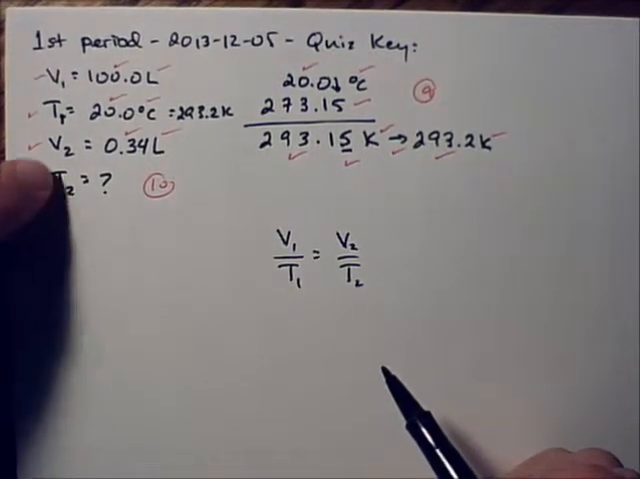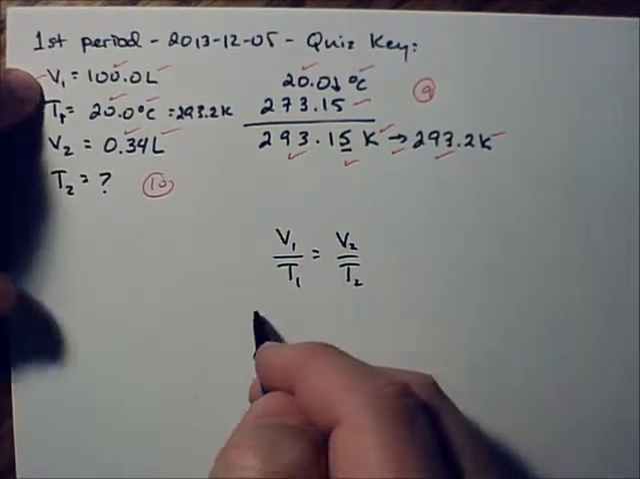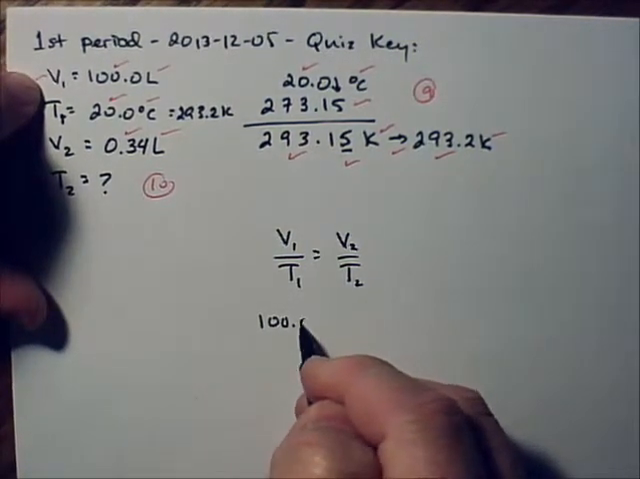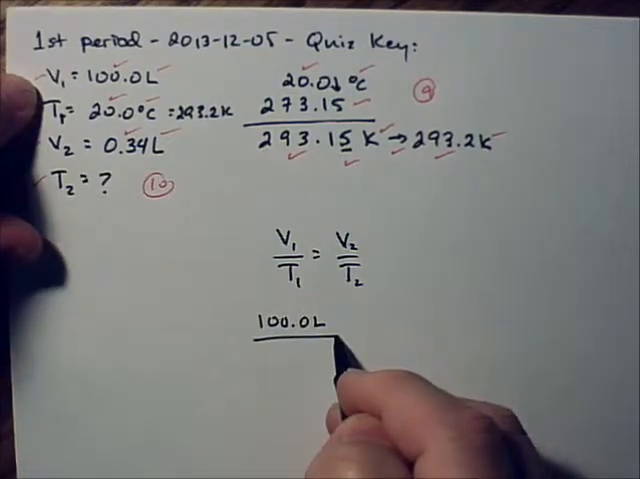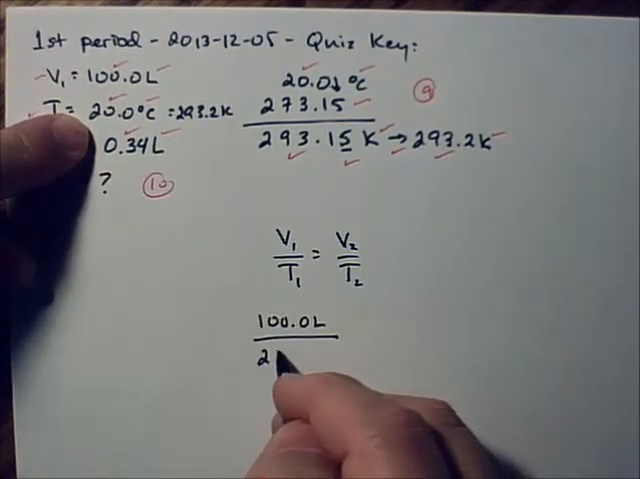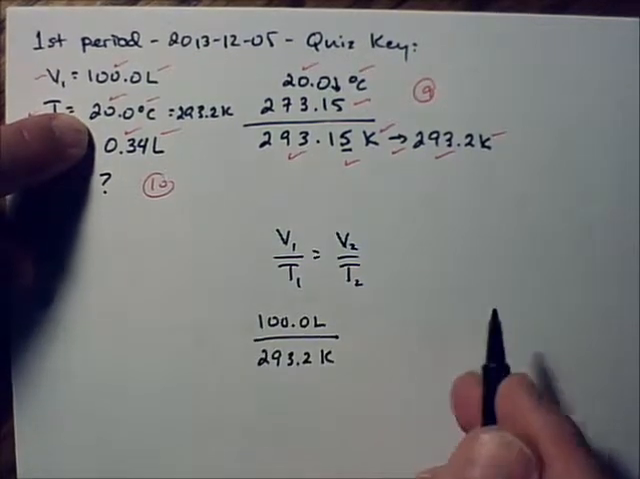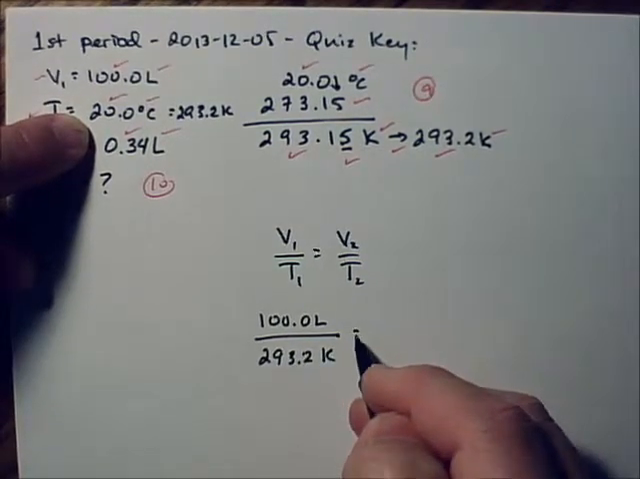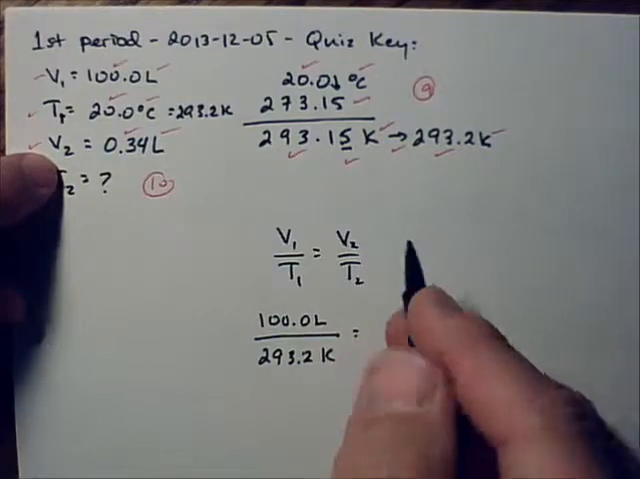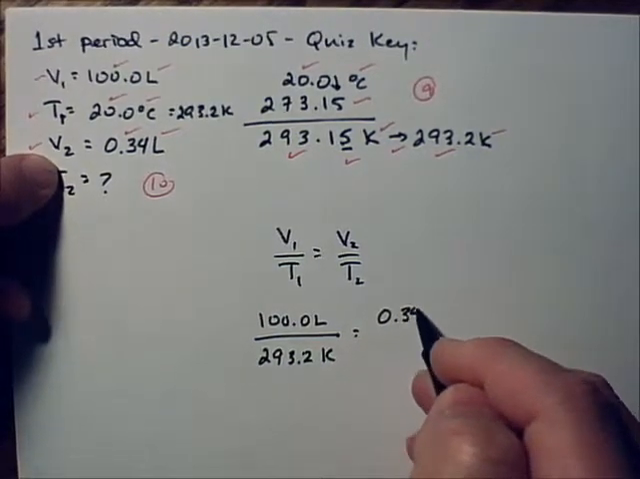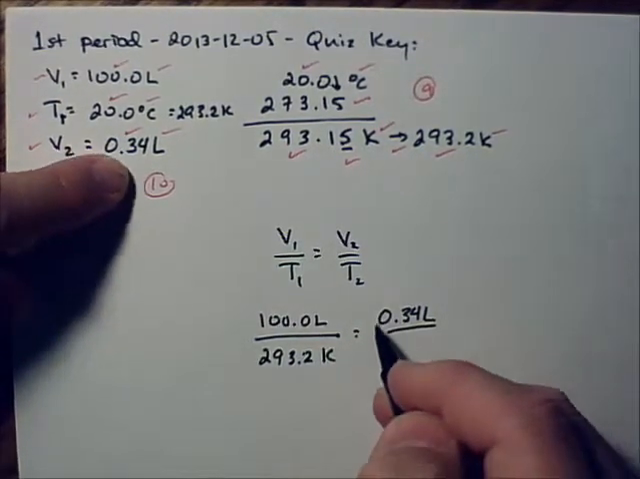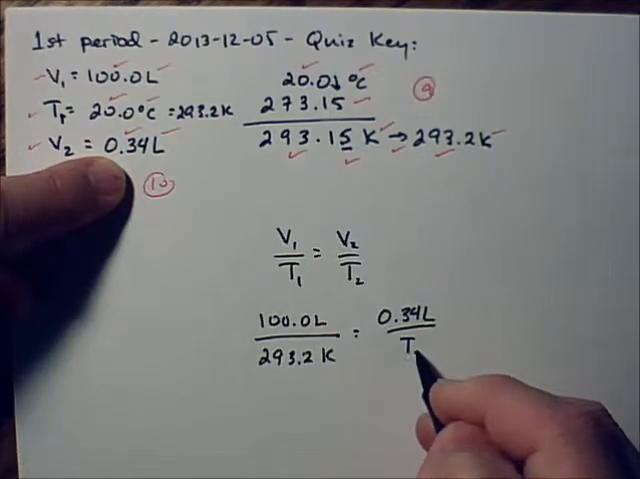All right, so V1 is 100 liters. T1 is 293.2. You can't put in degrees C here because this is the problem. And then V2 is 0.34 liters. And then we got T2.